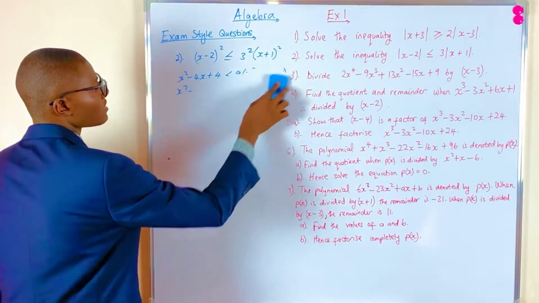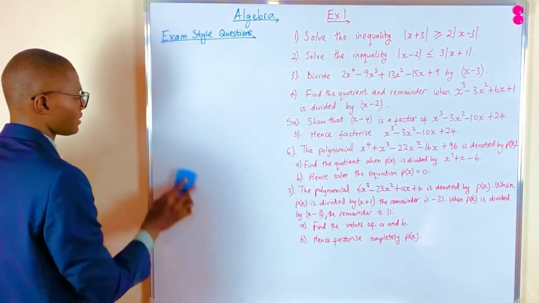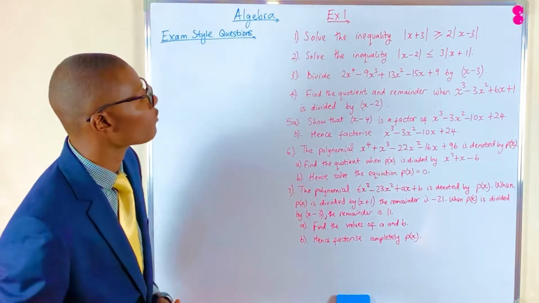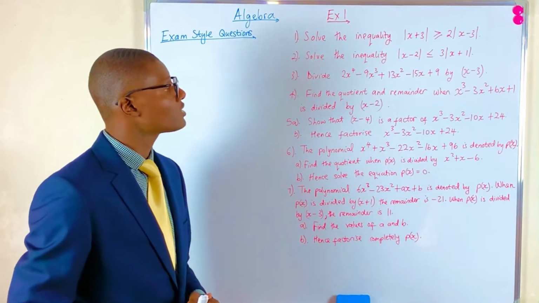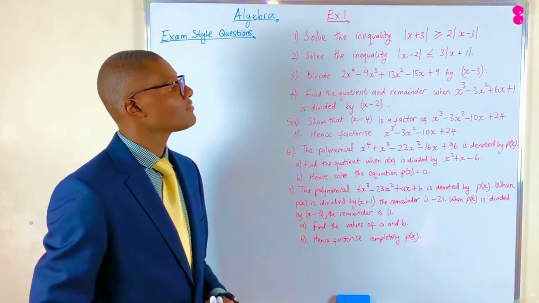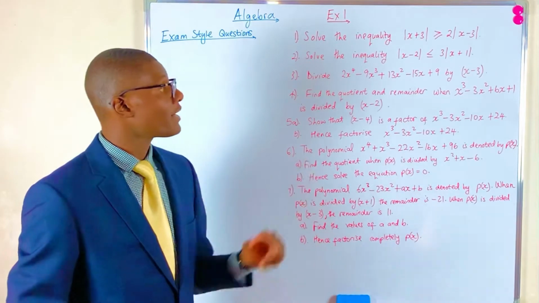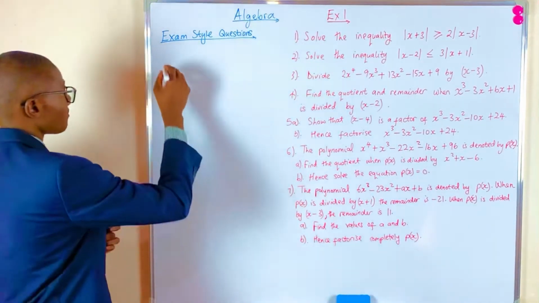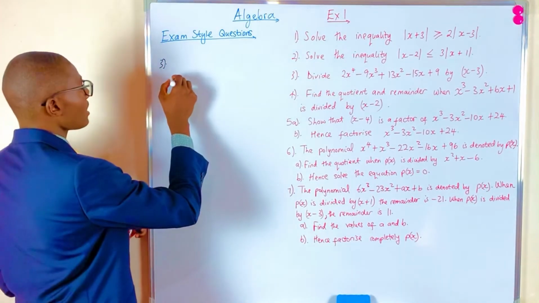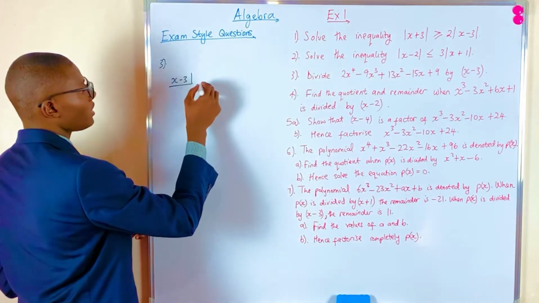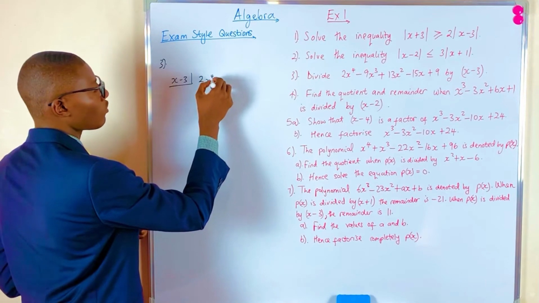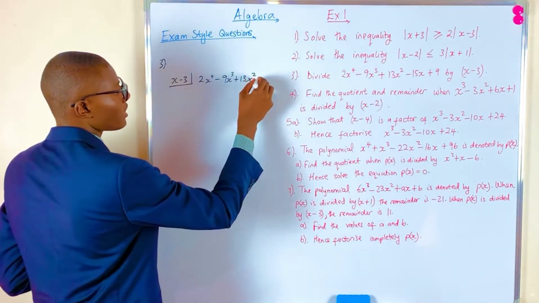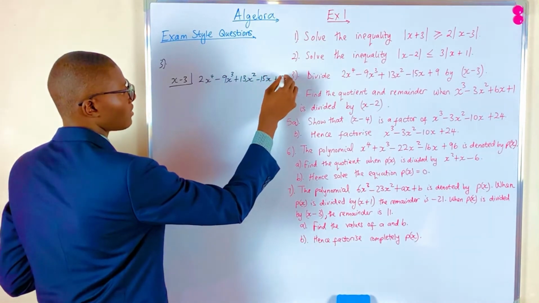Allow me to erase this part here. Right. So for number 3, we need to divide 2x to the power 4 minus 9x cubed plus 13x squared minus 15x plus 9 by x minus 3. So here we're going to use the long division method, whereby we shall say x minus 3 into 2x to the power 4 minus 9x to the power 3 plus 13x squared minus 15x plus 9.